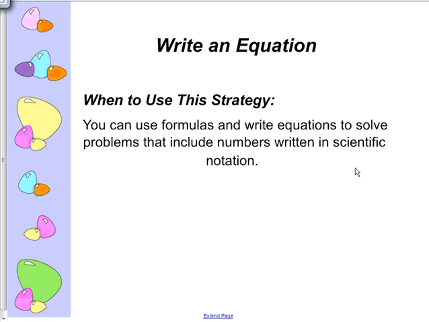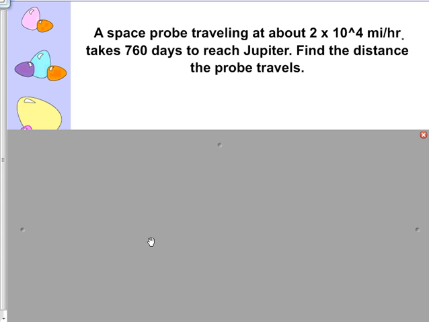So we're going to do two examples today in the video about how to use writing an equation when solving a word problem that has to do with scientific notation. All right. So the first one says a space probe traveling at about 2 times 10 to the fourth power miles per hour takes 760 days to reach Jupiter. Find the distance the probe travels.